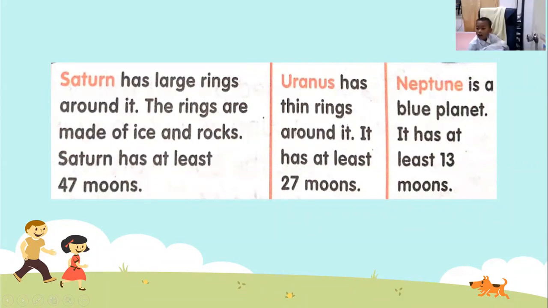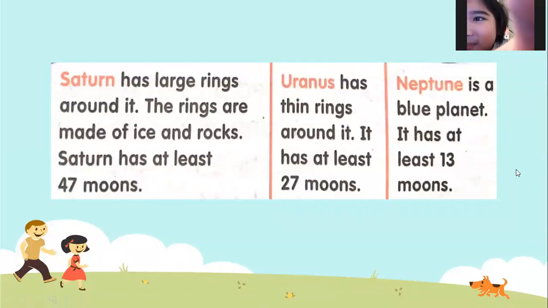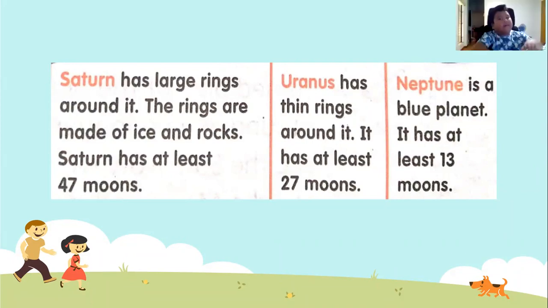And then you have Neptune. Neptune is a blue planet and has at least 13 moons. It's called Neptune.